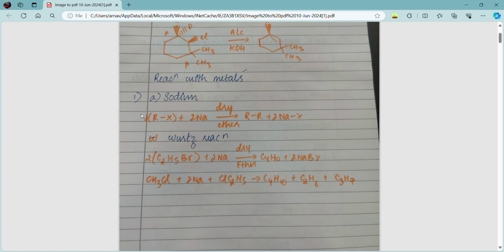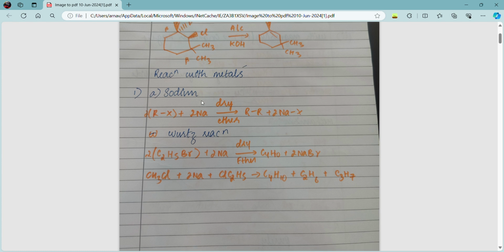RX plus 2 moles of Na will give R-R and NaX. Now take note that both the alkyl halides should be the same. You can't do methyl bromide and ethyl bromide because you'll get a mixture of products. Methyl bromide will give ethane, ethyl bromide will give propane, and ethyl bromide will give butane. So you'll get a mixture of products.